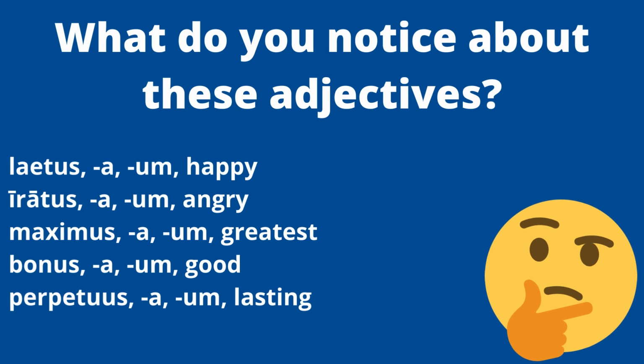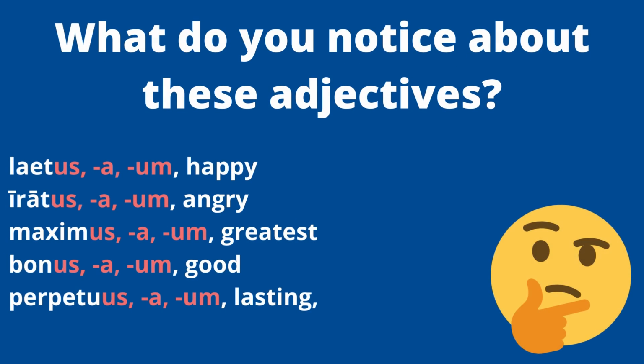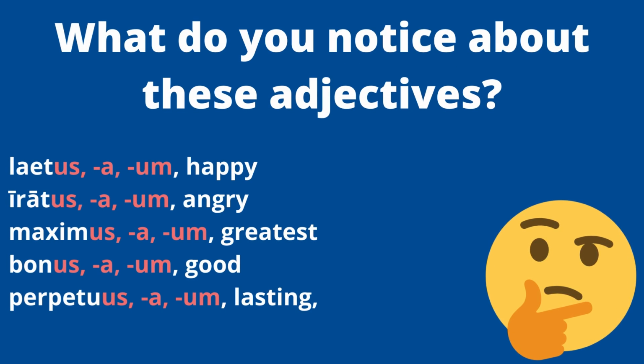If I give you these Latin adjectives, what do you notice about them? We have the words laetus, which means happy, iratus, which means angry, maximus, which is greatest, bonus, which is good, and perpetuus, which means lasting or everlasting. And you want to notice that we listed here the masculine, feminine, and neuter forms. Even if you don't worry about the gender, just notice the pattern. They all end in -us. So even though the beginning of the word is completely different, you have laet, irat, maxim, bon, and perpetu, that's not the part you're looking at.